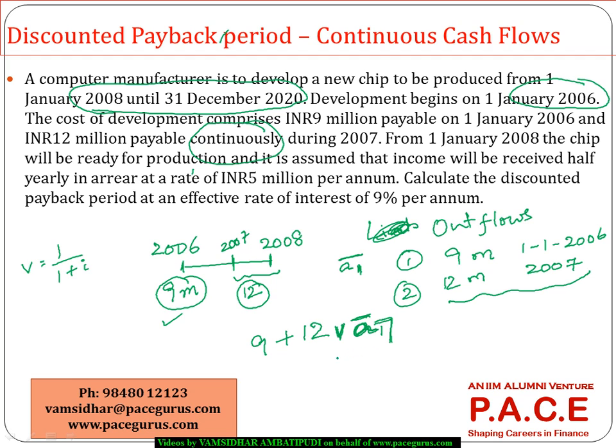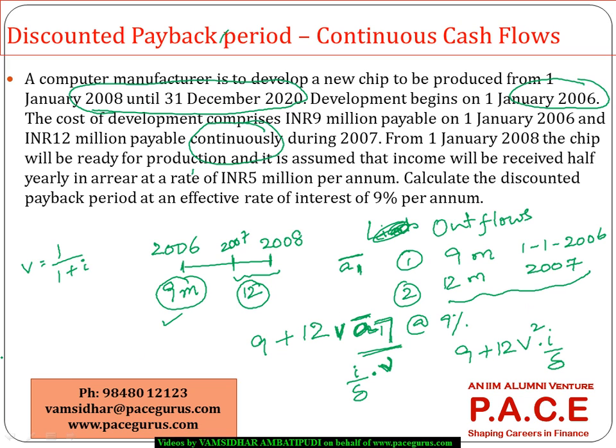So the present value of the total cash outflows is going to be 9 plus 12 V a bar 1. And this has to be discounted at 9%. And as we also know, the formula for a bar 1 is nothing but i by delta times v. This I can very well write as i by delta times v, which means it entirely becomes 9 plus 12 v squared i by delta.